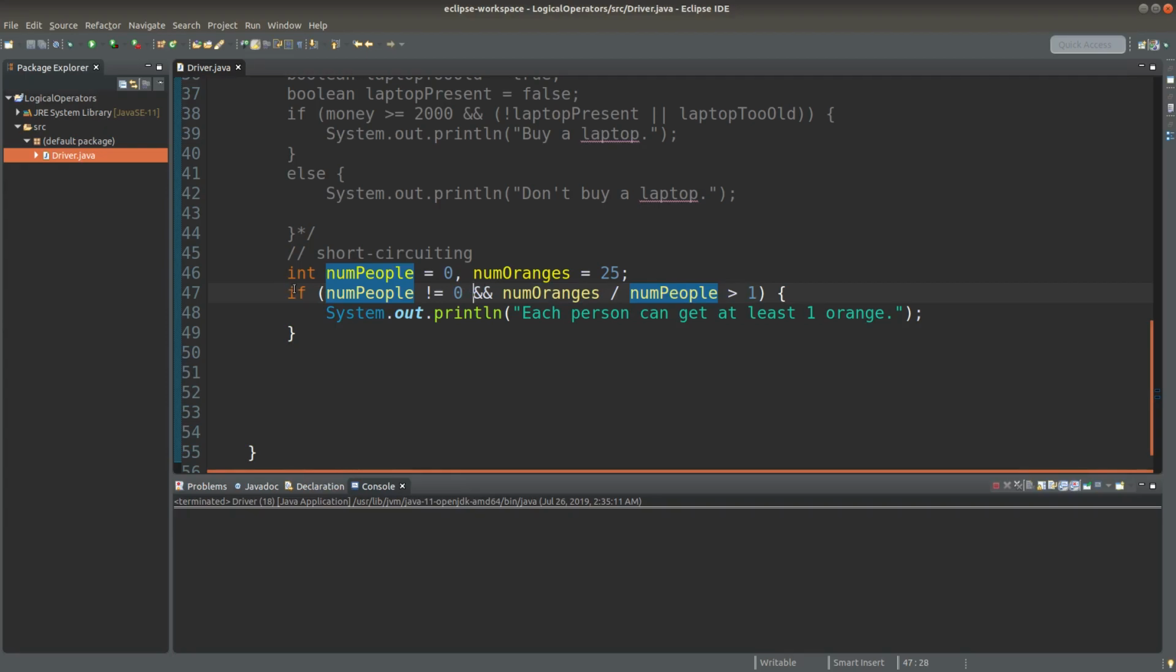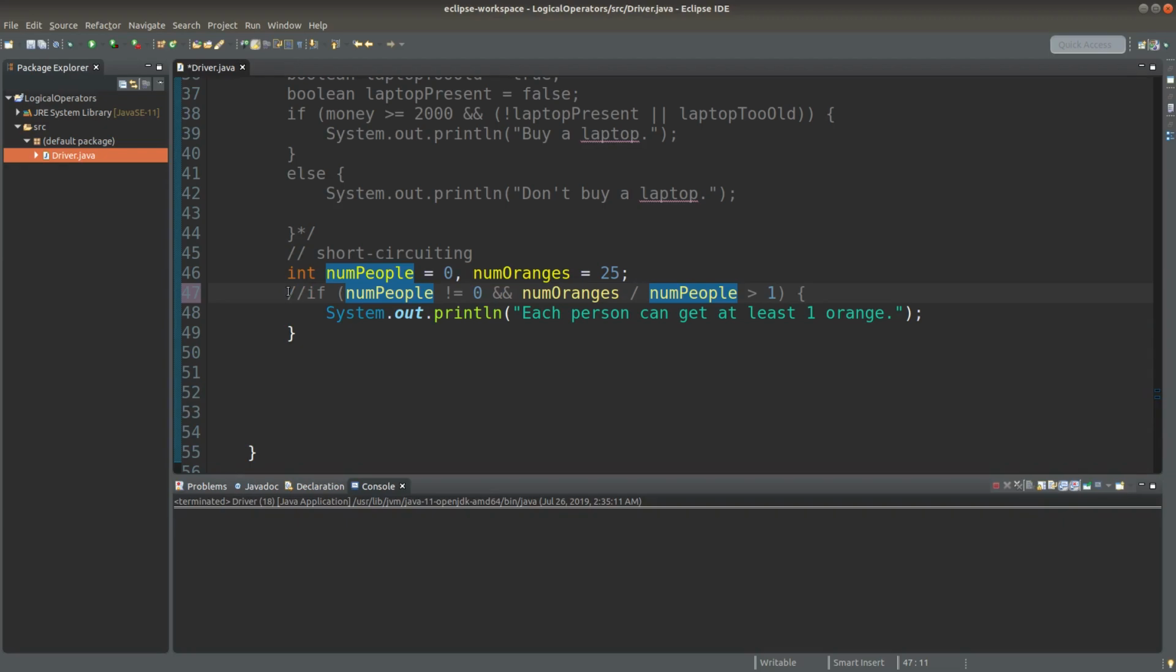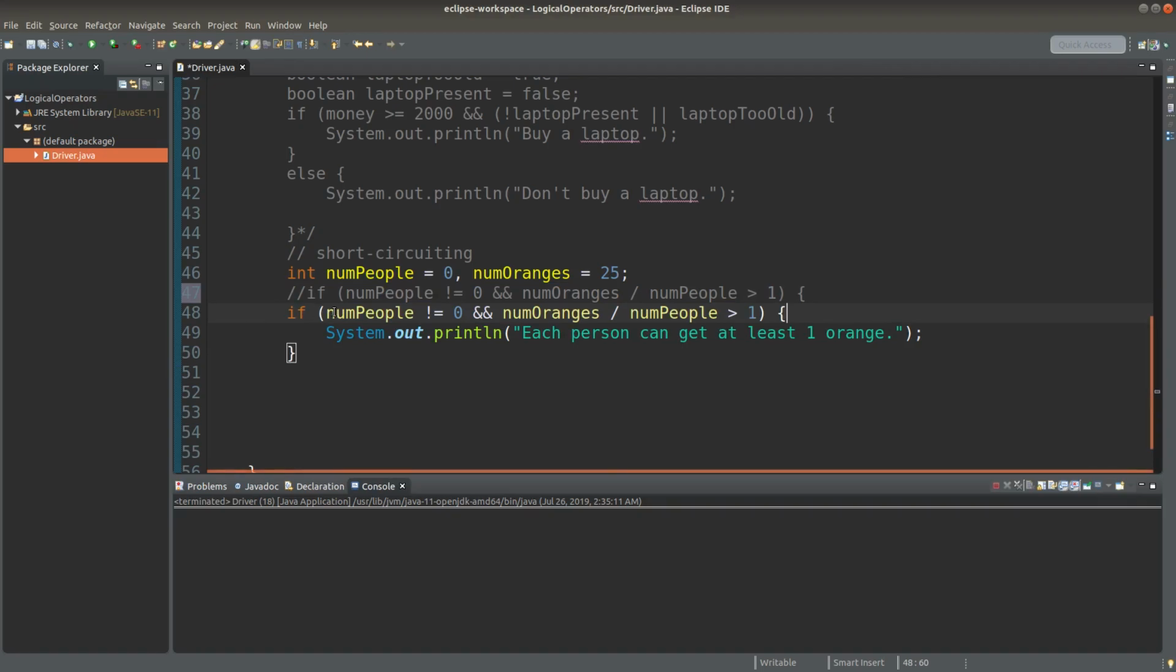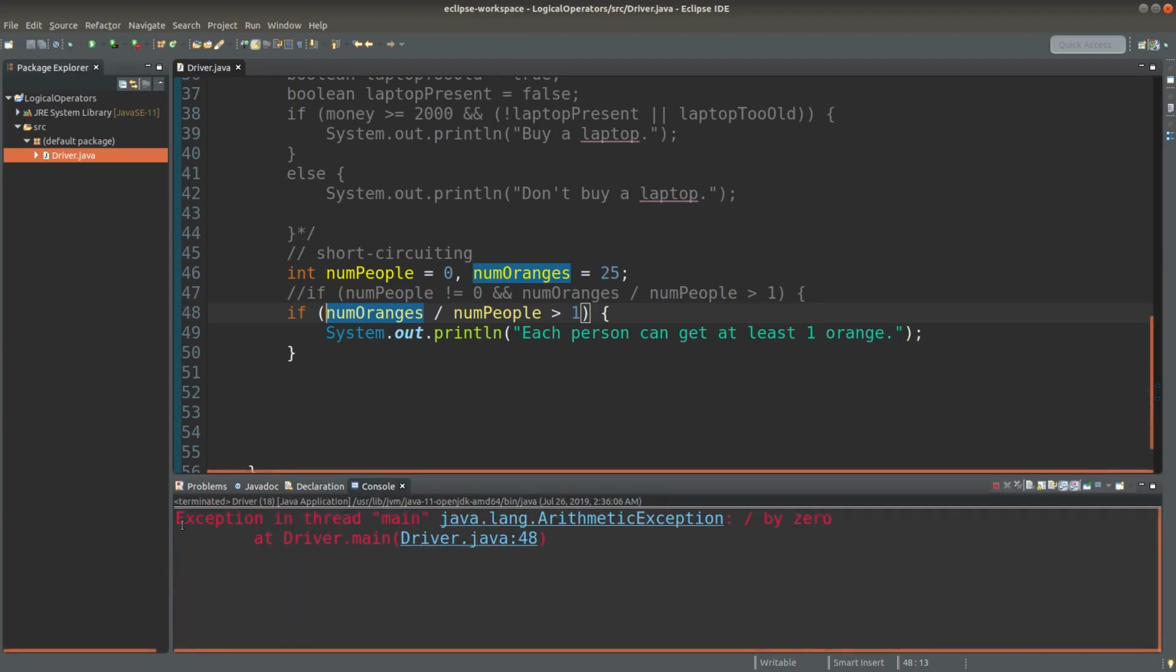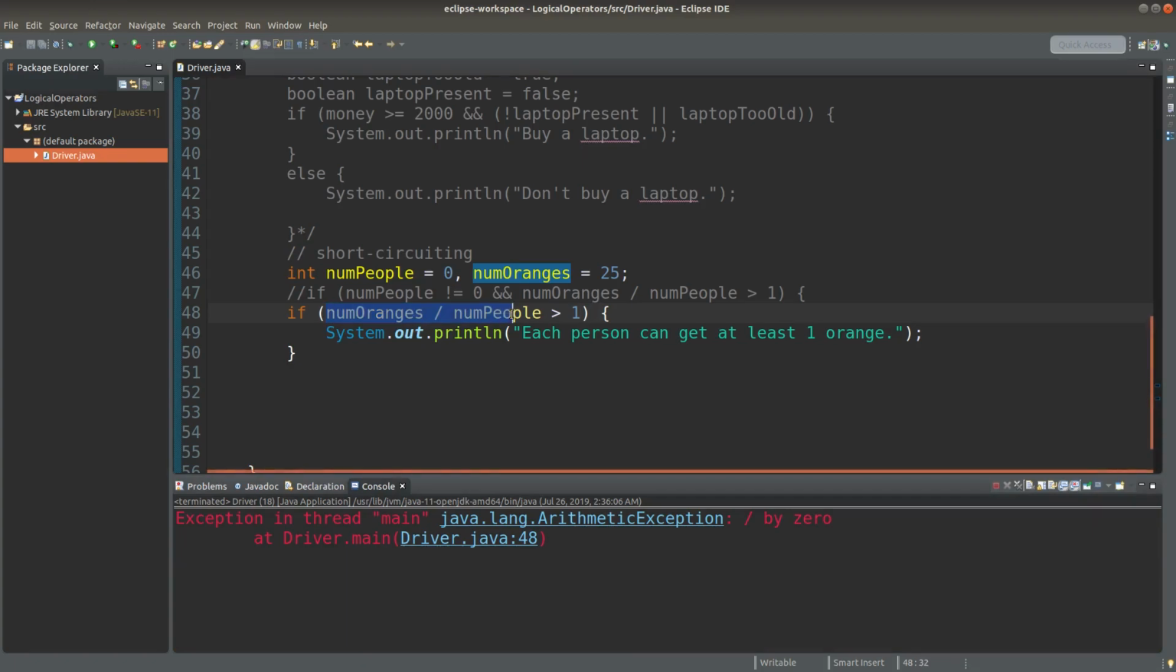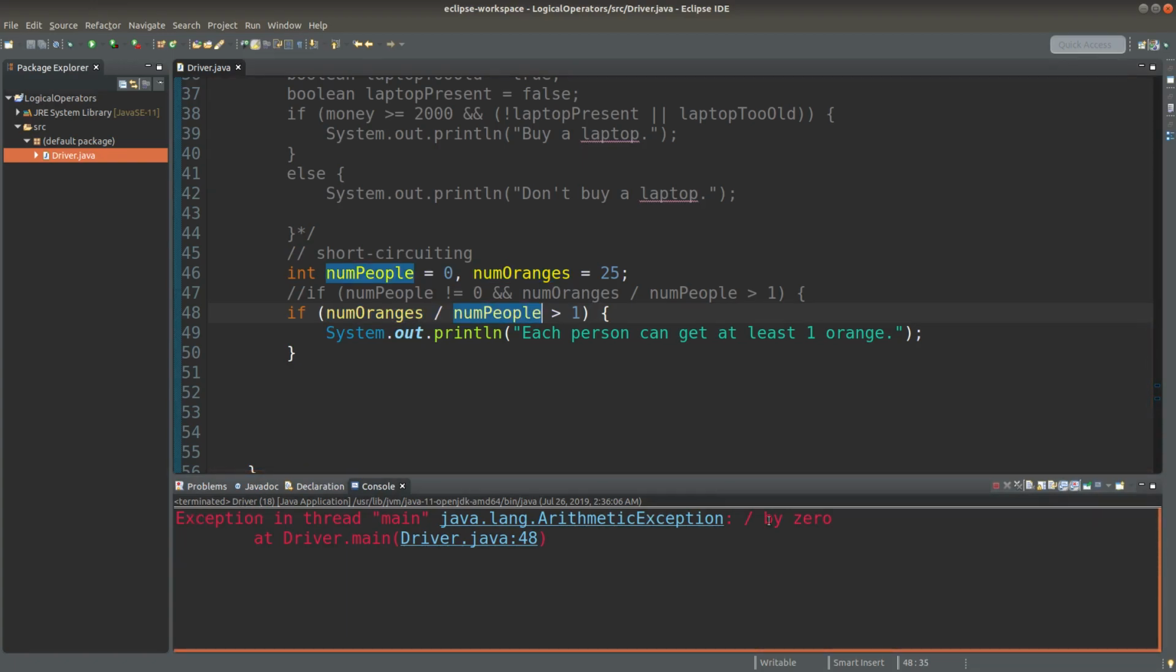If I don't have this part, what will happen? Let us see. I still keep the number of oranges at 25 and the number of people at 0. Save it and run it. Okay, you will see an exception arising from the arithmetic expression because I have the division by 0 in this case. Num people is 0, so 25 divided by 0 would result in this exception, which is not our desired result of the program.